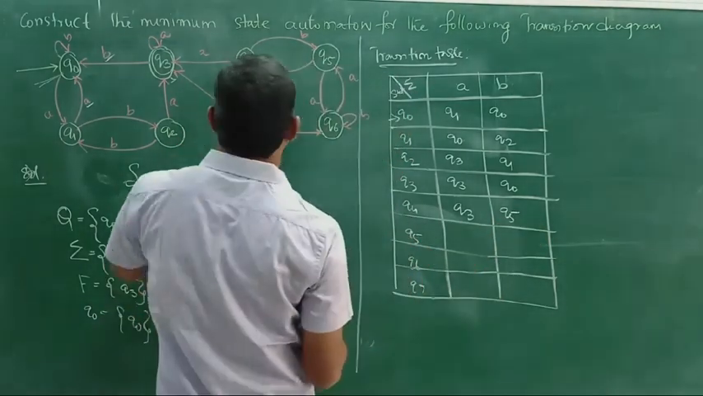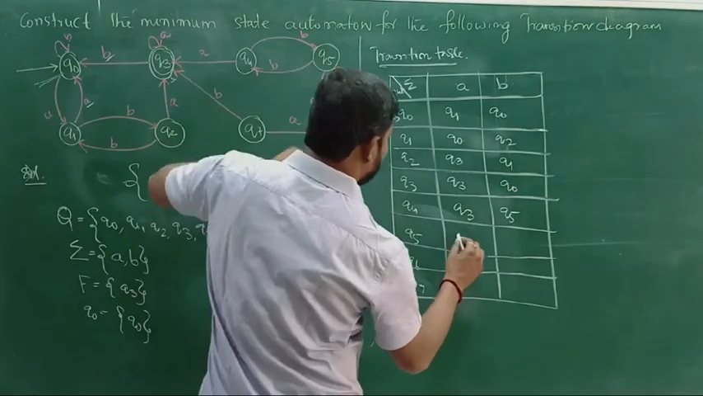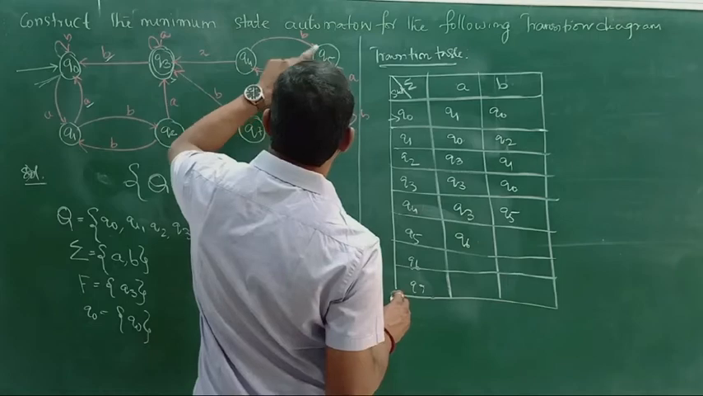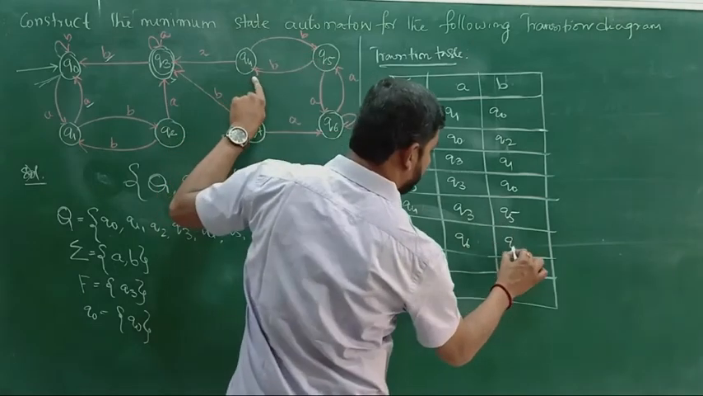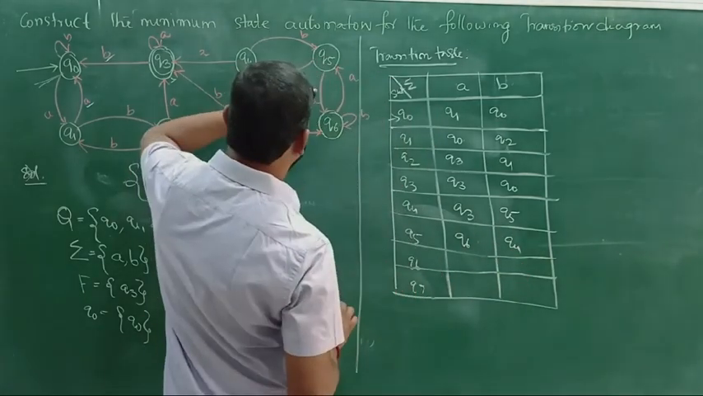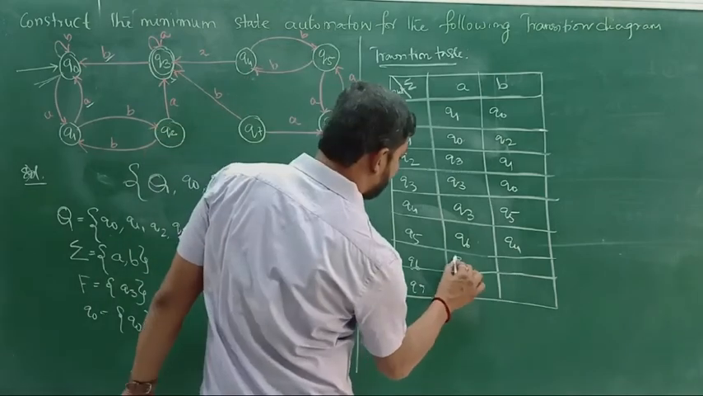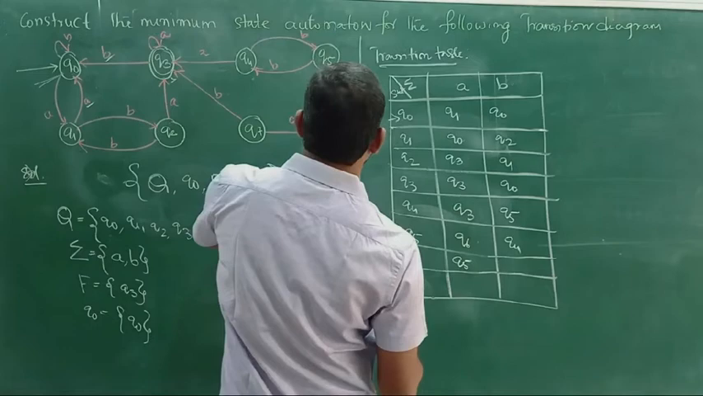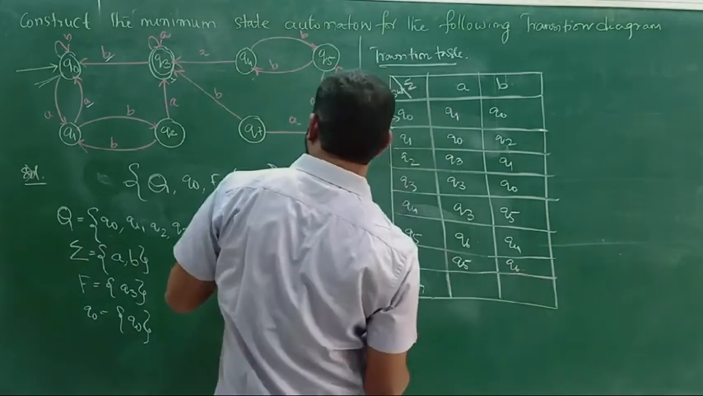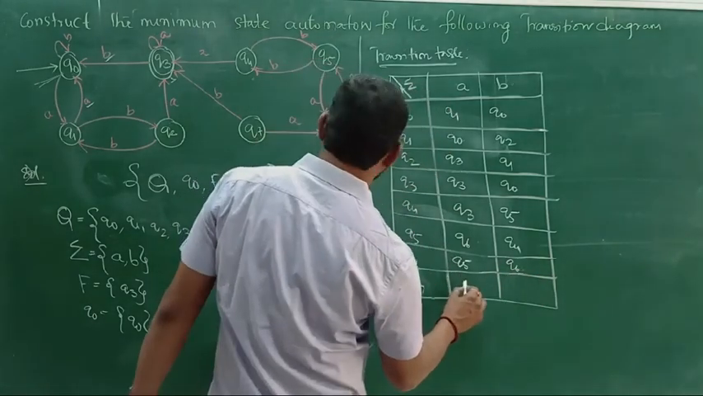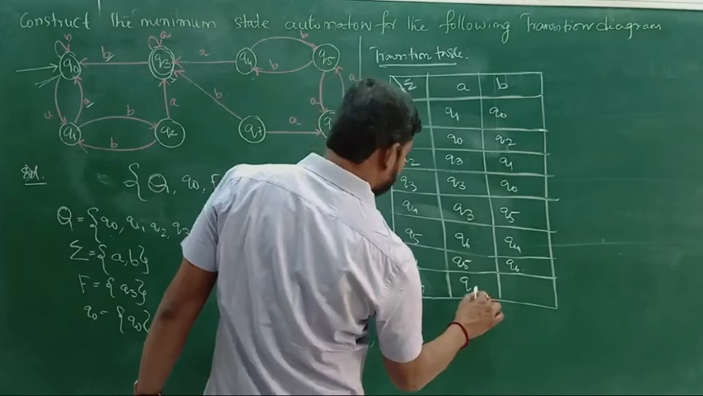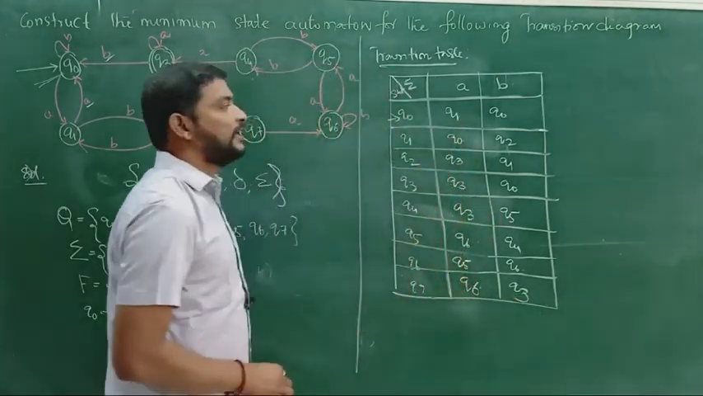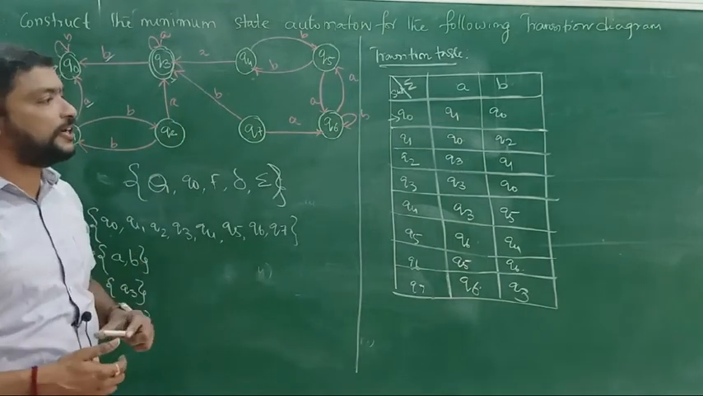Q5 of A is equal to Q6, and Q5 of B is equal to Q4, okay? Q6 of A is equal to Q5, and Q6 of B is equal to Q6. Q7 of A is equal to Q6, and Q7 of B is equal to Q3. So this is called the transition table, the given transition diagram.